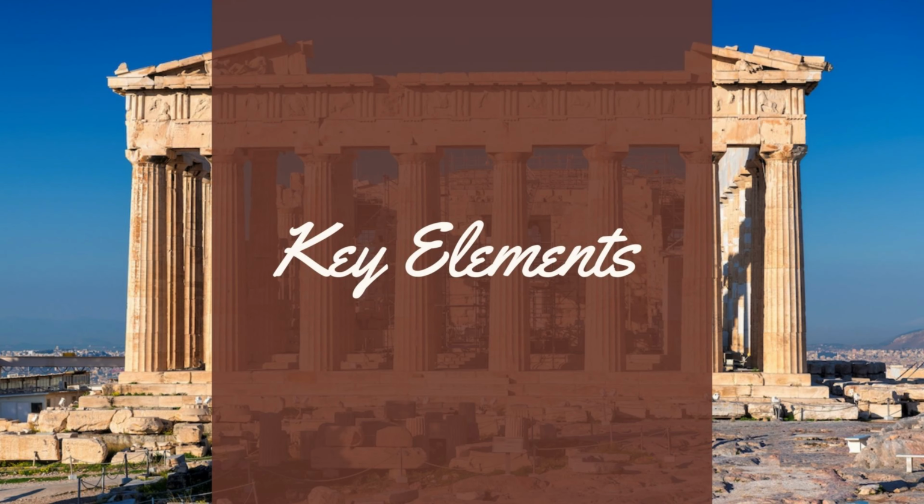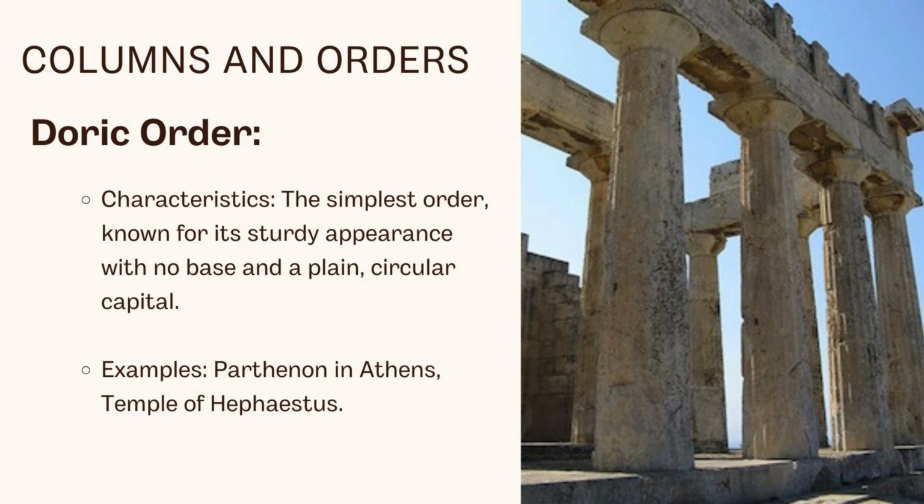The key elements of classical architecture. Let's dive into this one. The first one is columns and orders. Classical architecture is defined by its use of columns organized into different orders, each with distinctive features.